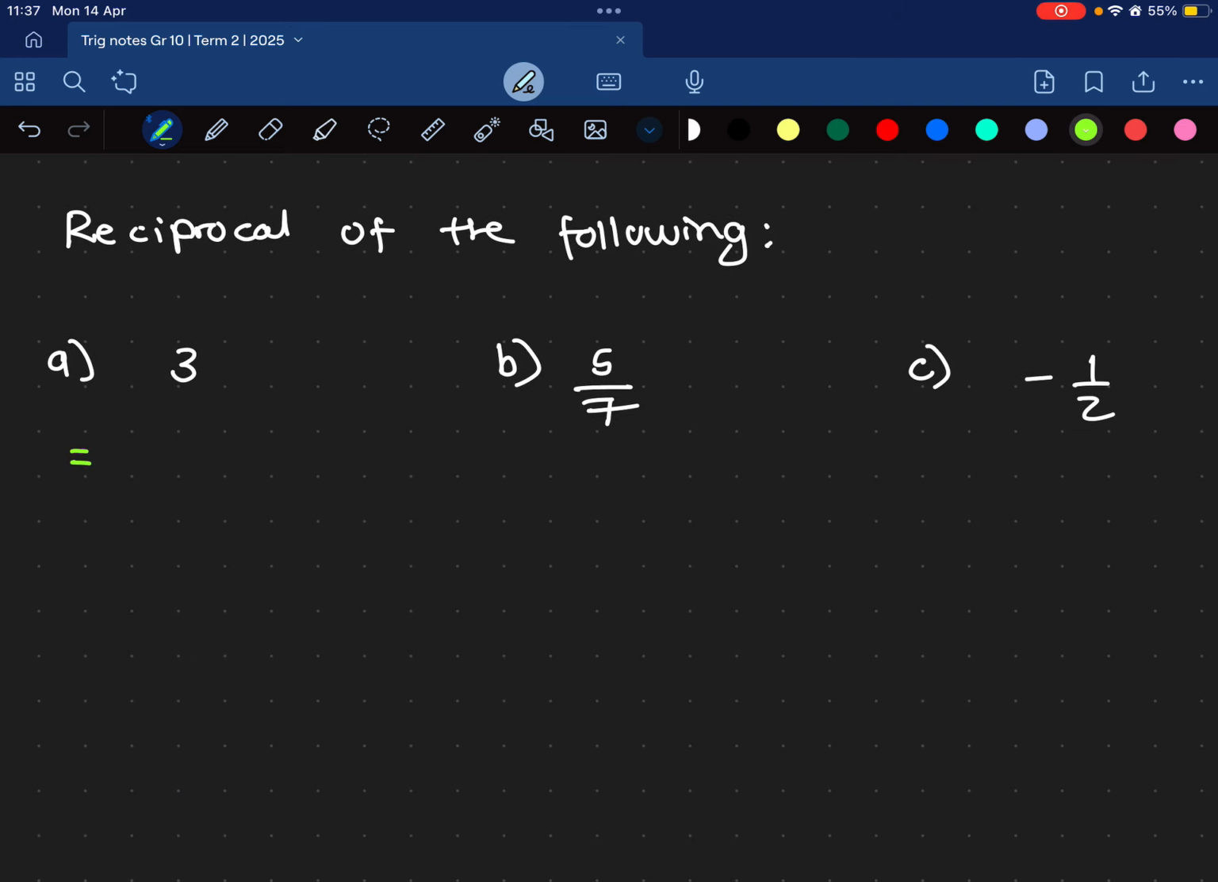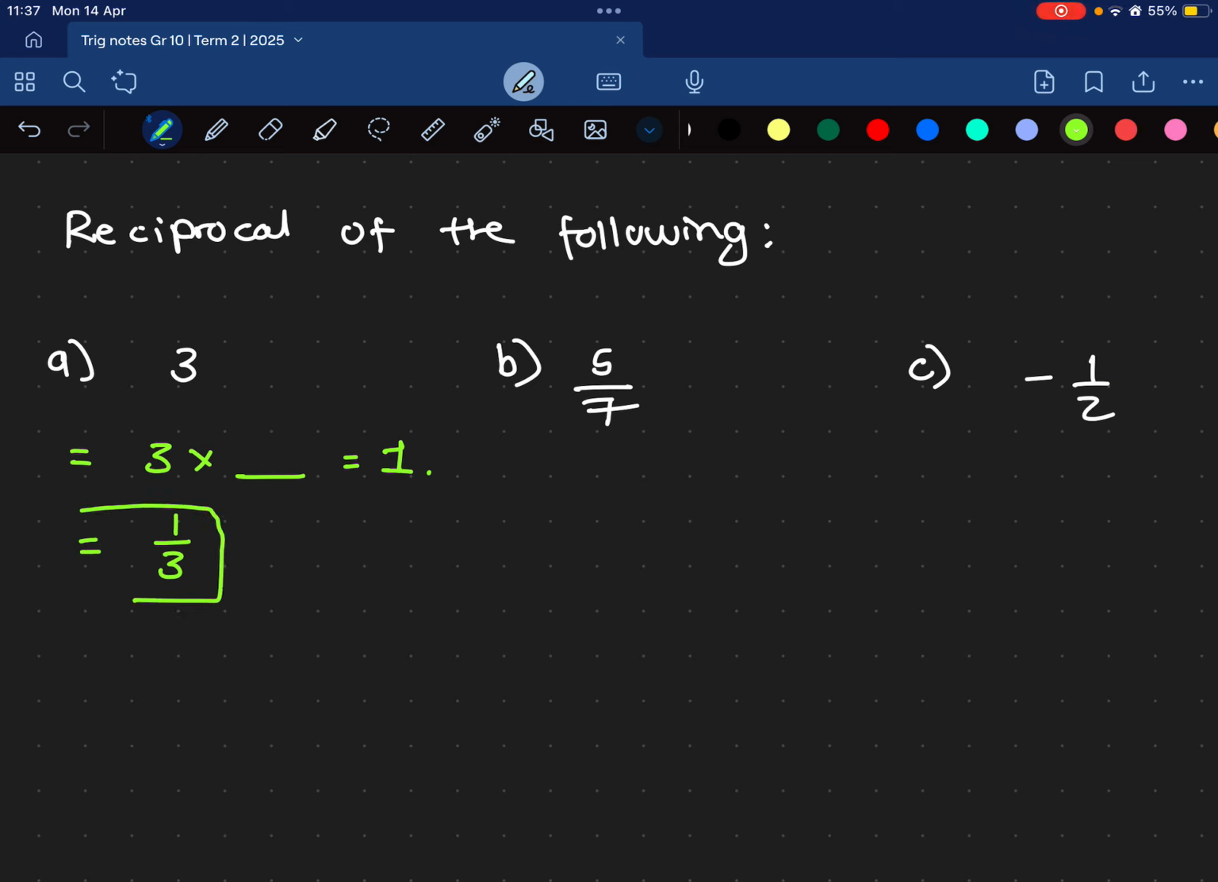So in order to get 1, you multiply 3 by something in order to get the value of 1 now. In order to do that, you can simplify it if you want to, you can do equations. It's really up to you. But at the end of the day, it should be quite easy to tell that it's just going to be 1/3.